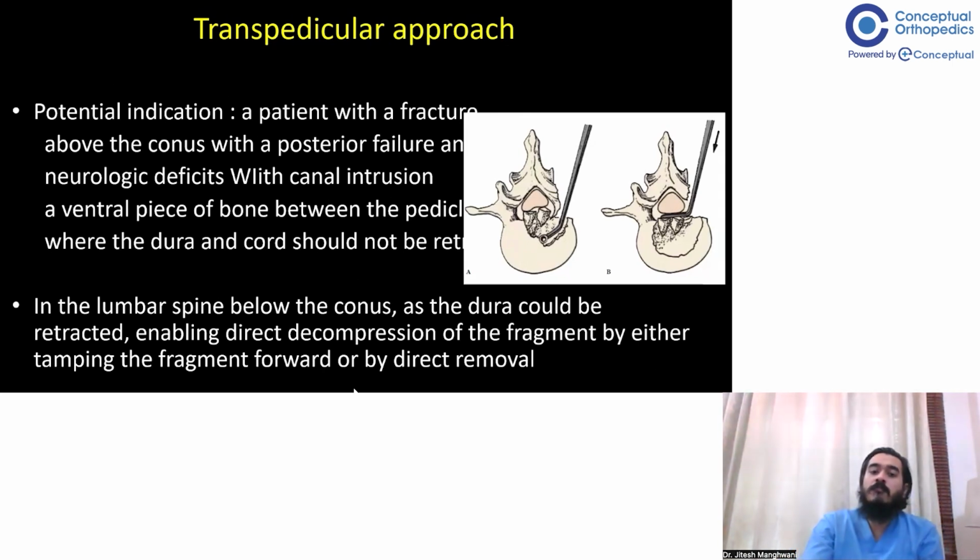Then we might consider removing the lamina as well. In the lumbar spine below the conus, as the dura can be retracted, we have the liberty of retracting the dura, moving it a bit. So a direct decompression of the fragments, either by tapping the fragment or direct removal, is possible, which is not so in such cases.